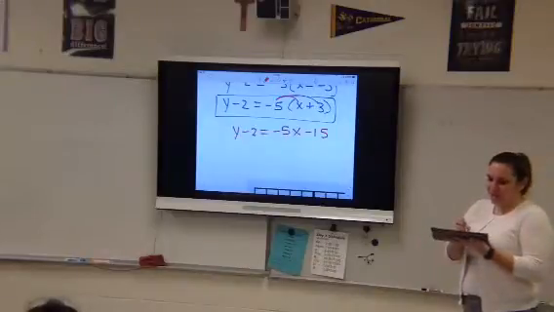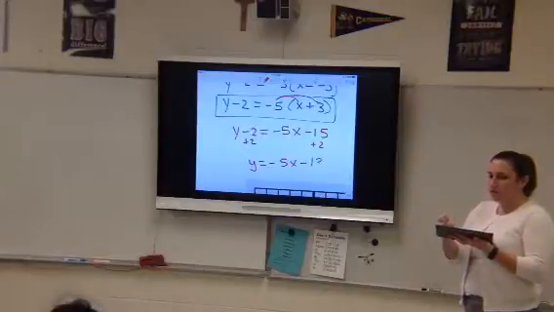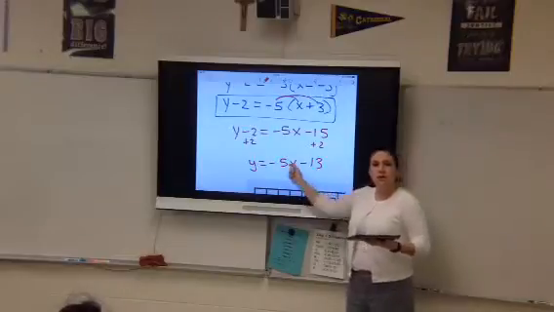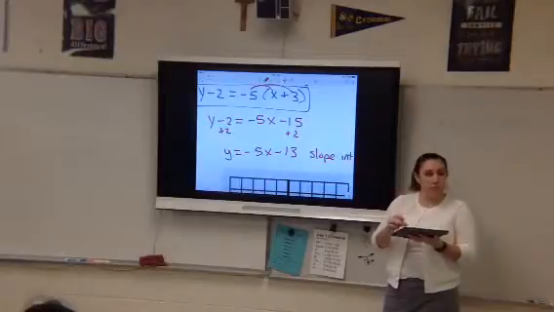Now add your 2. So now we add the 2 over. So y equals -5x minus 13. And what form is this? What is this right here? Slope intercept. Slope intercept, okay? So this is what we graph out of, slope intercept.